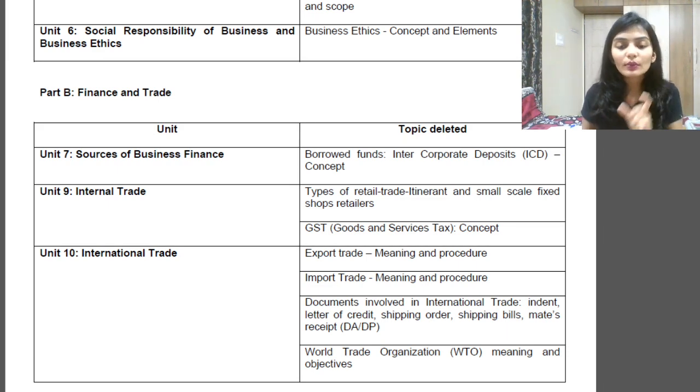And WTO meaning and objectives is also gone. The World Trade Organization, many of you will find it difficult to learn. So these segments are also gone.